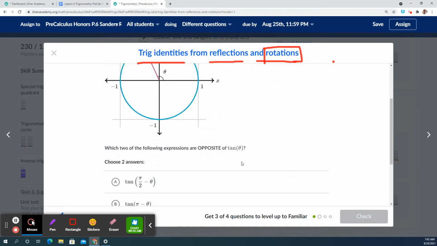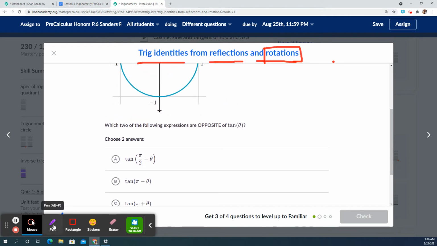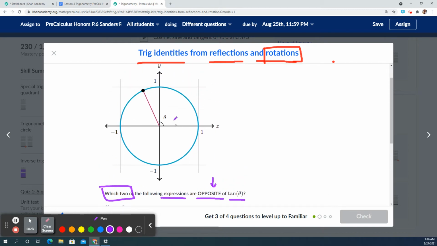All right. Okay, so we got a tangent, and we're looking at the 2. So let's try that. Which 2 of these expressions are opposite of tangent? All right, what does opposite do? It basically changes the sign. So let's take a look at this. Remember, tangent is going to be y over x, basically, when we look at these. Okay, so in this one, it's positive x, positive y.